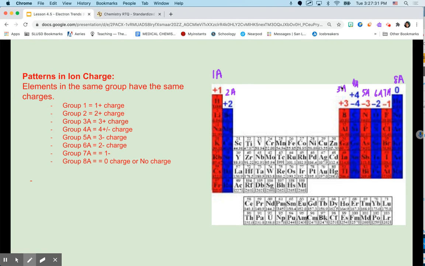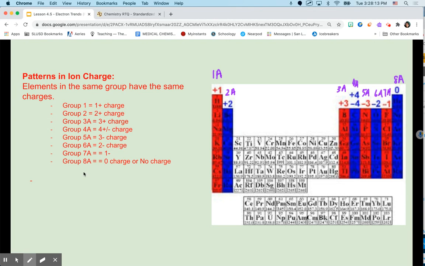Right? So group 3A is going to have a charge of 3 plus. 4A has a charge of 4 plus or minus, so on and so forth. Right? So the pattern kind of goes up and then down. So it's like 1, 2, 3, 4, and then 3, 2, 1, 0. And as I'm going down, it becomes negative, right? So it's positive 1, positive 2, positive 3, plus or minus 4. Think of this as like the same thing, right? We won't really be using this too much. Minus 3, minus 2, minus 1, and then no charge or a charge of 0.